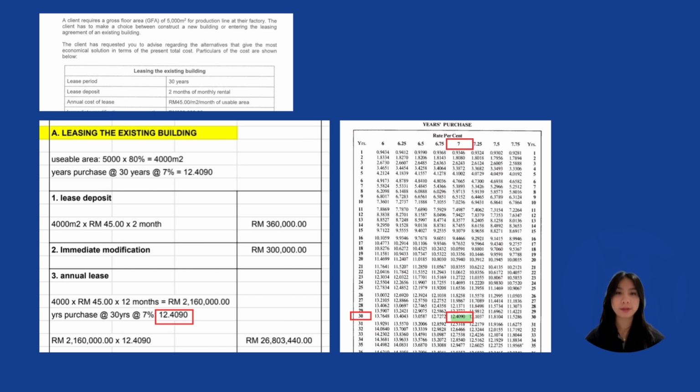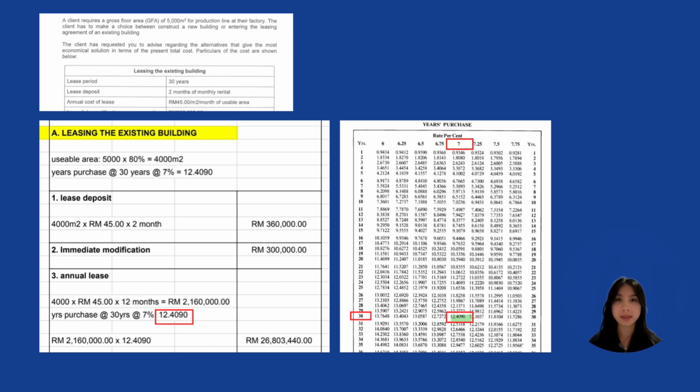First, the usable area is calculated because only 80% of the gross floor area is usable. So, 5,000 square meters times 80% equals 4,000 square meters. The lease period is 30 years. Therefore, from the years purchase double at 7% interest, the factor is 12.4090.